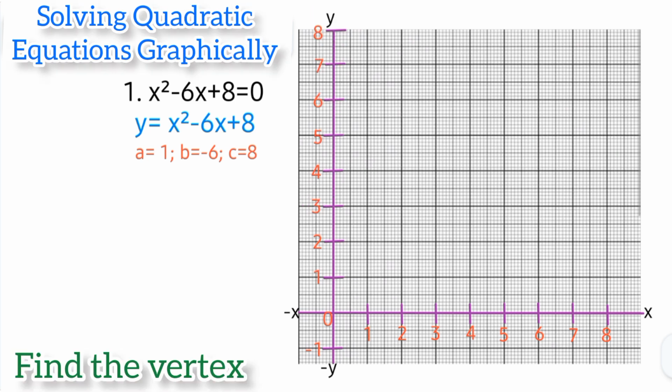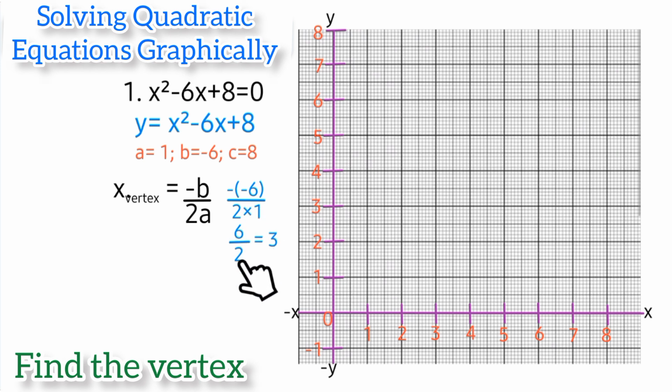Let's find or calculate the vertex. We use this formula to calculate the x vertex: minus b divided by 2 times a. Our b value is minus 6, so minus times minus is plus, giving positive 6 divided by 2 times 1, which is 2. So 6 divided by 2 gives x vertex is 3.